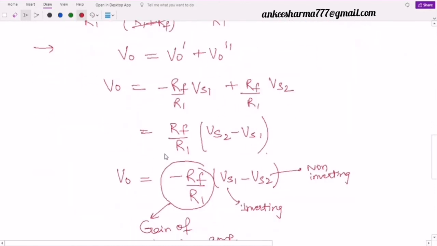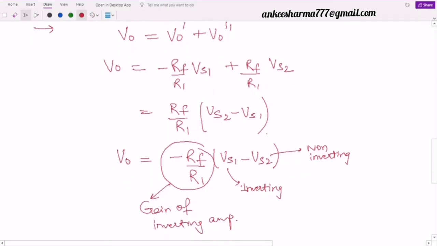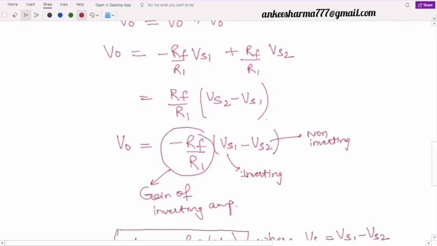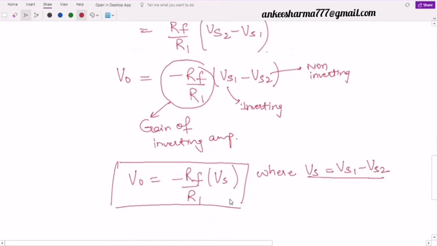It means when you subtract the non-inverting input from the inverting input's value, which gain will you consider? That of the inverting one. That's why we have obtained here V0 equal to minus Rf by R1 of Vs. Is it clear how we have got this difference amplifier? If in the exam a question comes to derive the expression of the difference amplifier using the inputs at both inverting and non-inverting, we can make use of this, right?